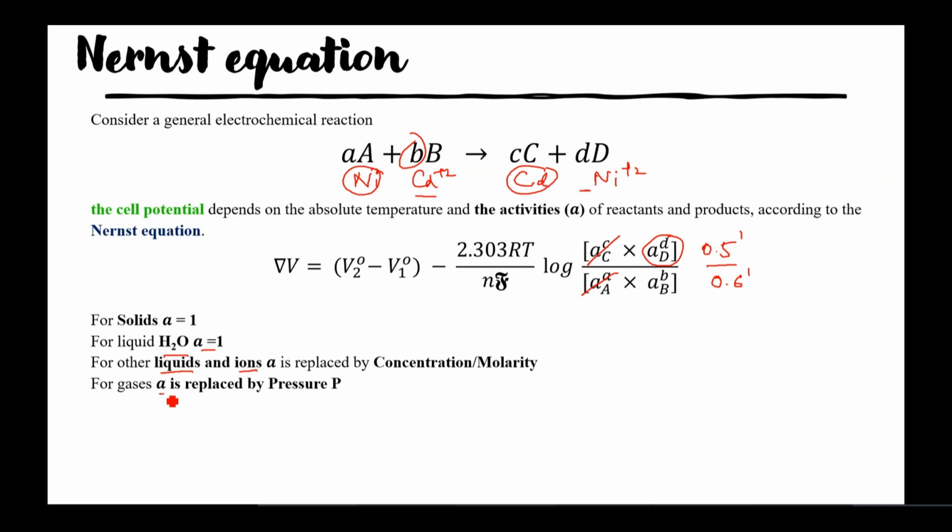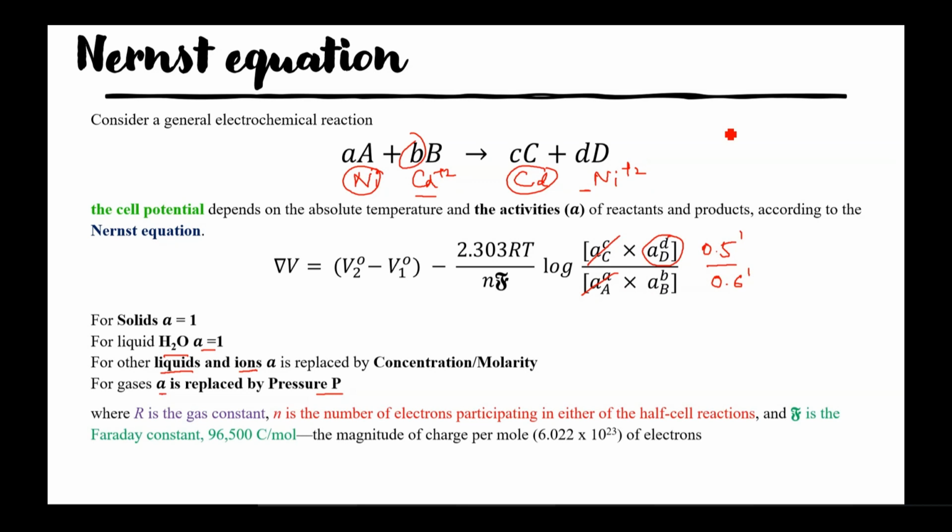Or for gases, the activity is replaced by the pressure. All right. R is 8.314. Faraday's constant is 96500 coulombs per mole, which is the charge per mole, and in a mole you have this much of electrons. So this is the equation.